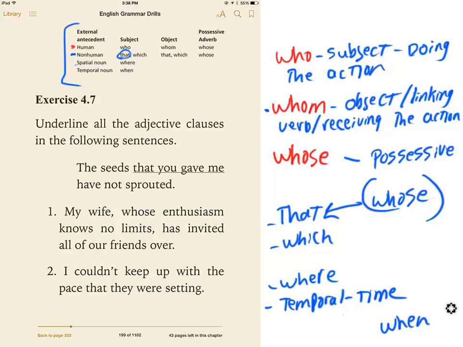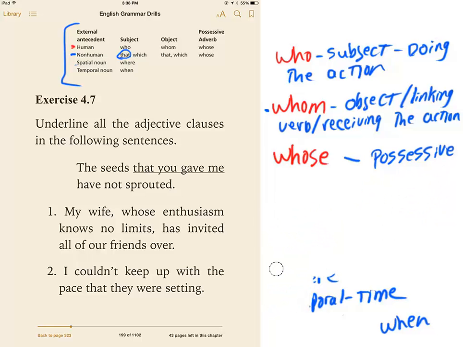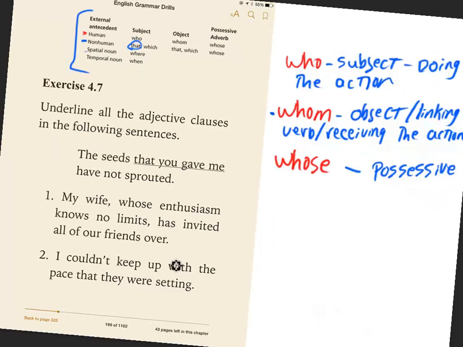Okay, so let's take a look at some of these. I'm going to go through these and talk about these sentences with you, and we're going to do the first 3 or 4 together. It says basically underline all the adjective clauses in the following sentences. The seeds that you gave me have not sprouted. So they're just asking you to identify the relative clauses. I'm going to talk about what type of relative clause they are in some different terms, so that I want you to still be able to understand.